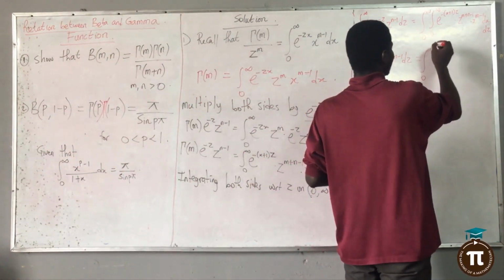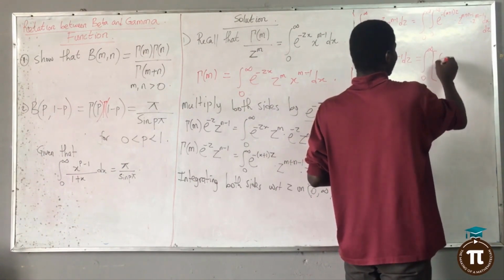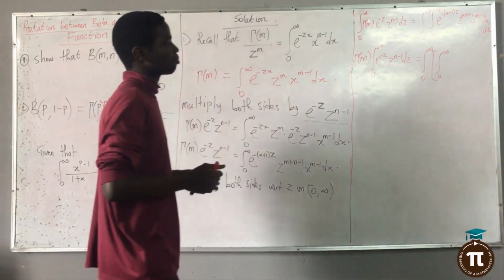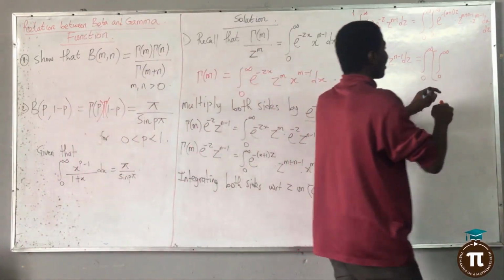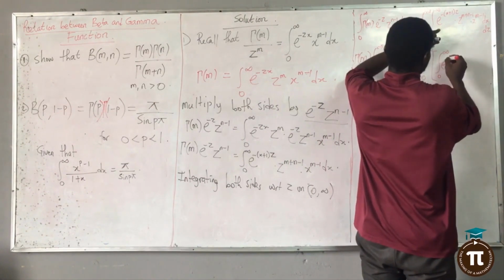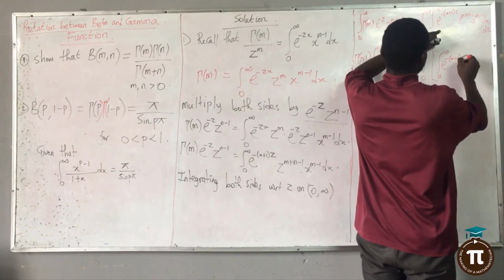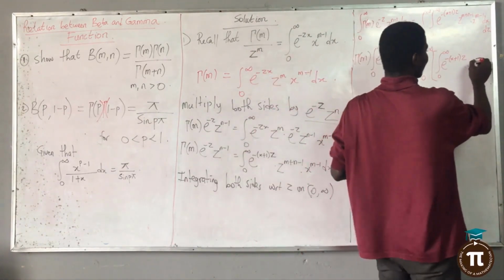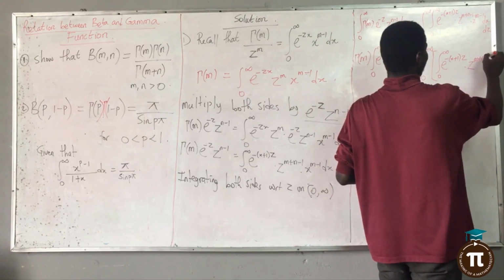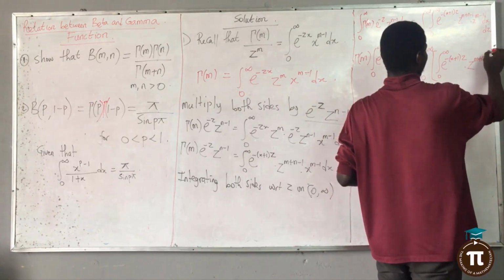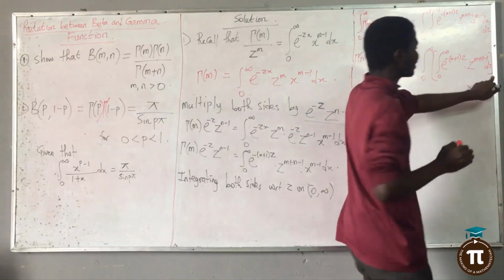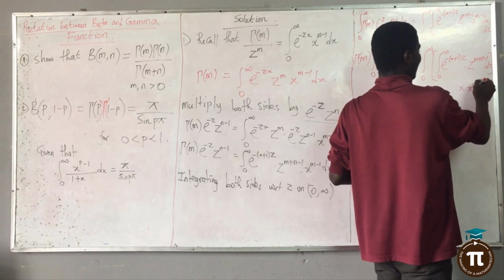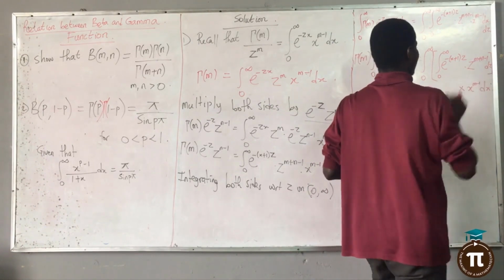from 0 to infinity, then open a bracket, integral from 0 to infinity. I want all the ones that have z to be under this integral. This e raised to the power of minus (x plus 1)z multiplied by z raised to the power of n plus n minus 1 dz. Then outside the integral will now have multiplied by x raised to the power of n minus 1 dx.